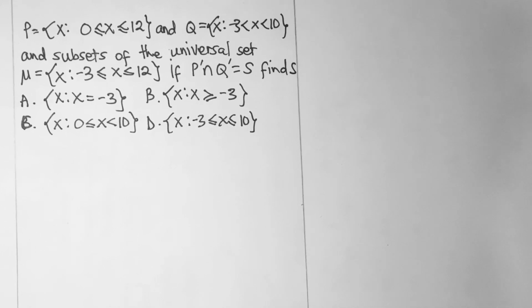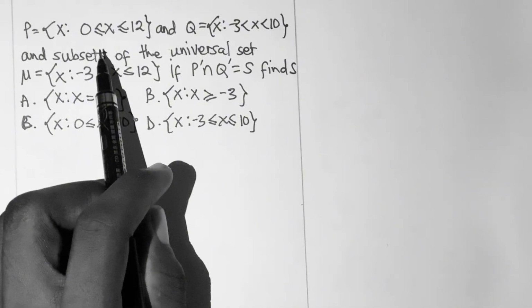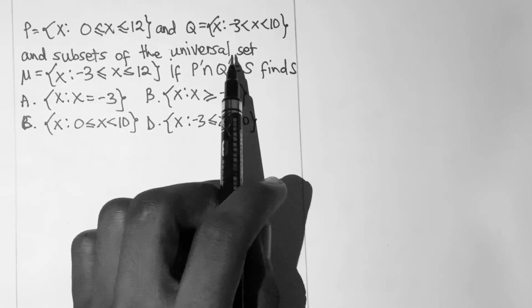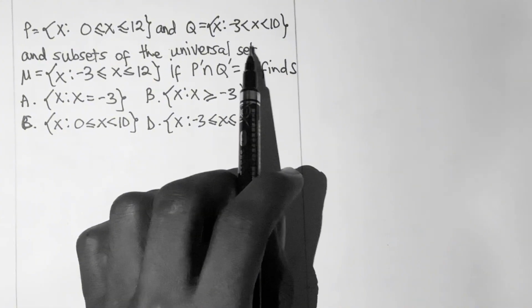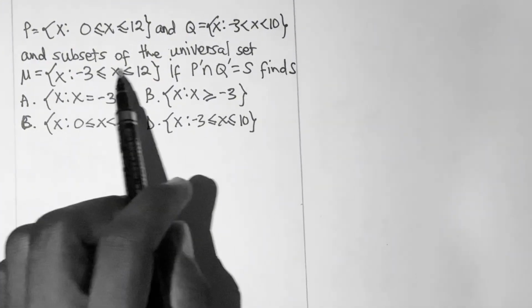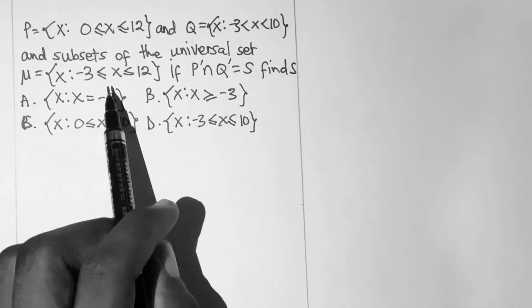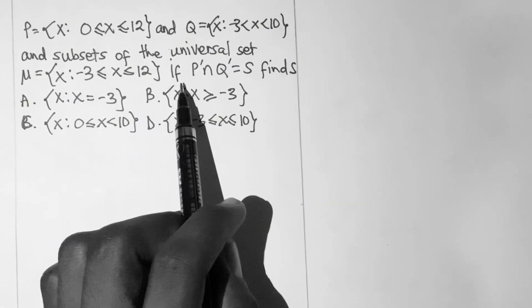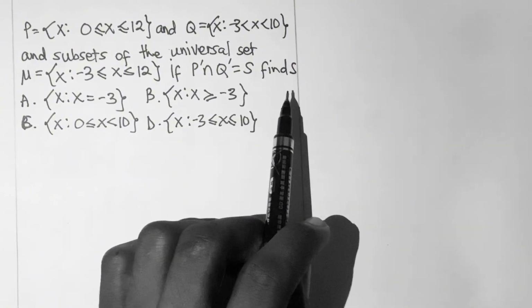In this video, we are going to solve problems under sets. So we have this problem. It says that P is such that x is greater than or equal to 0, but less than or equal to 12. Then Q is x such that x is greater than minus 3, but less than 10. And they are subsets of the universal set, mu, equals x such that x is greater than or equal to minus 3, but less than or equal to 12. If P prime intersection Q prime is equal to S, then we should find S.